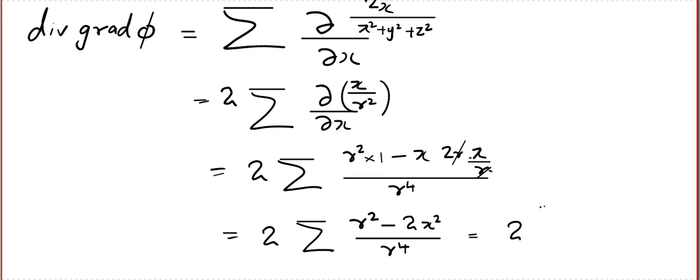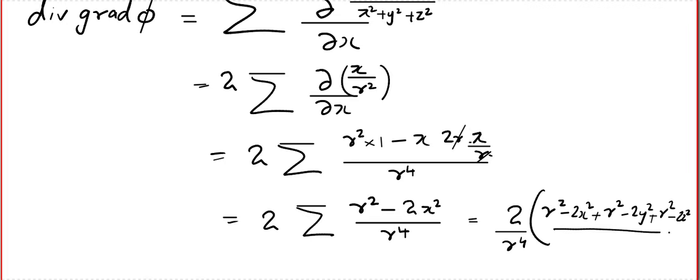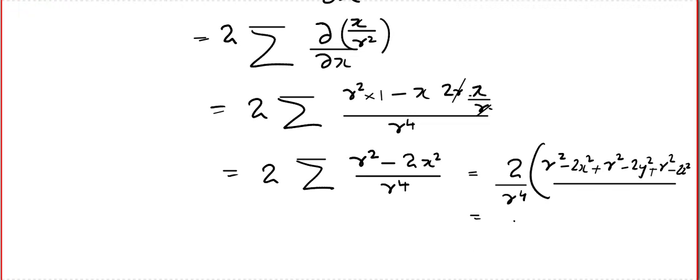Now that will be 2 into, you can keep r power 4. So r square minus 2x square plus r square minus 2y square plus r square minus 2z square, the whole divided by r power 4. That's it. So you can simplify this. So this becomes 2 by r power 4. R square plus r square plus r square will be 3r square minus 2x square. So this 2 will come common, and can you see x square plus y square plus z square, that is another r square.